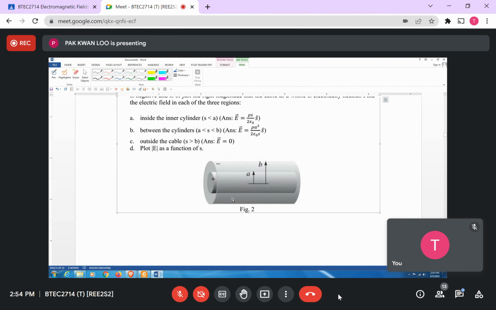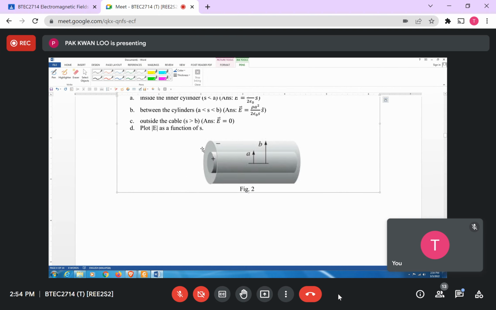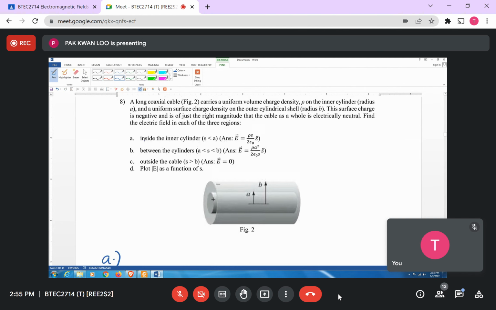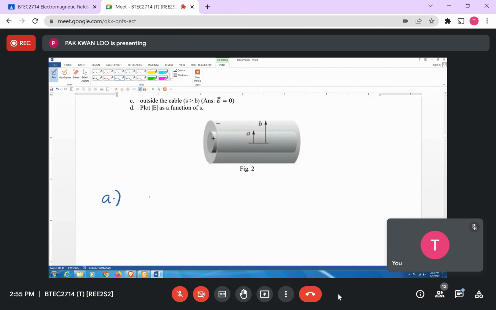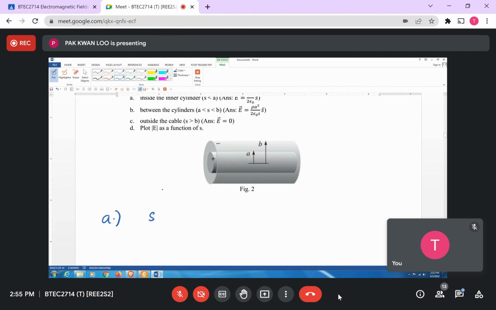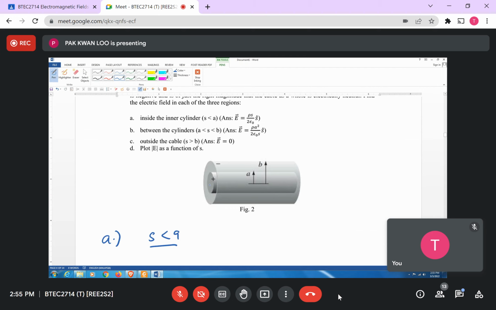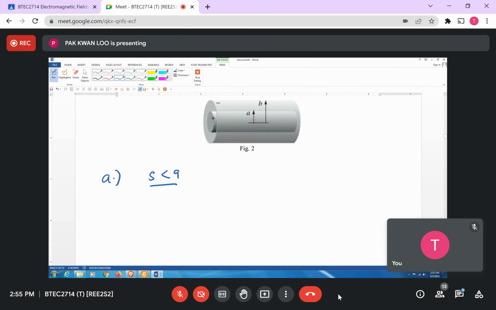So first we need to find the field for radius between A and B. We may not have all the time, so perhaps I can just show you A and B. So for, let's say, s is my radius, which is less than A, which is inside the inner solid cylinder. So I will go right away.